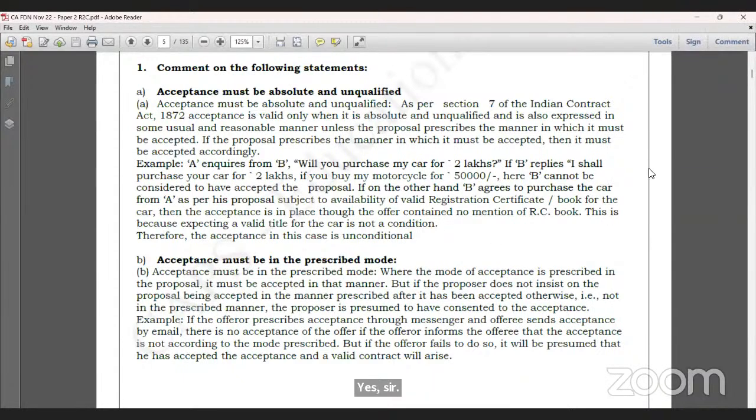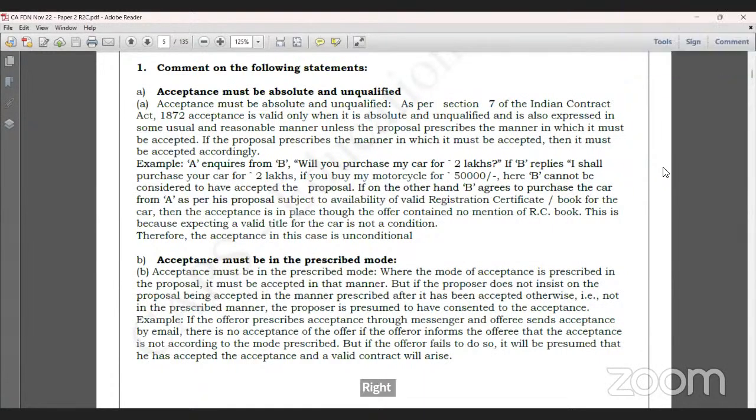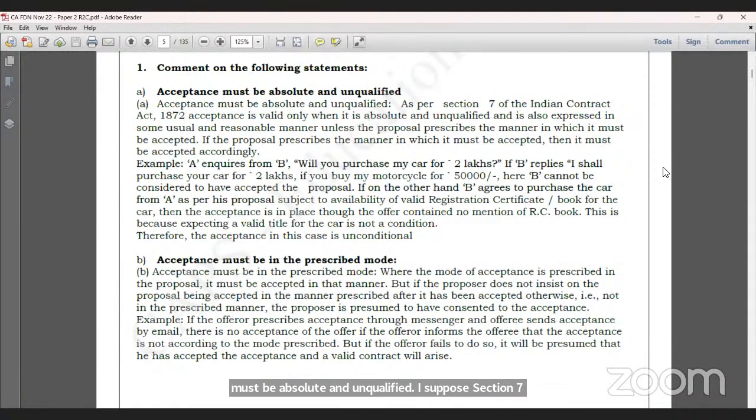Comment on the following statements. Acceptance must be absolute and unqualified. As per section 7, remember, that was one essential of a valid acceptance. It should be unconditional and unqualified.